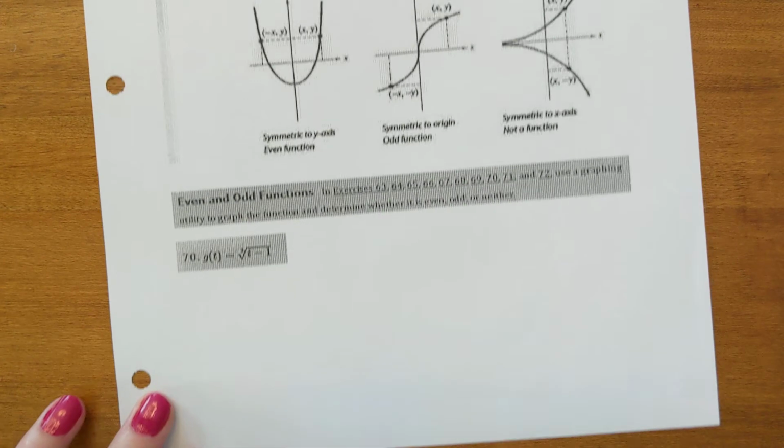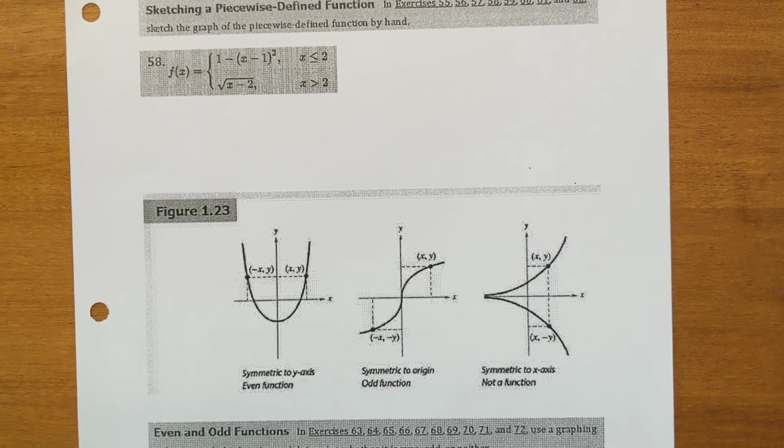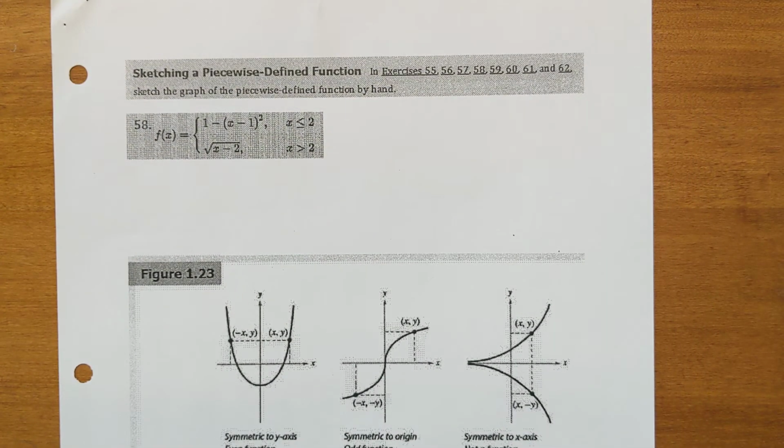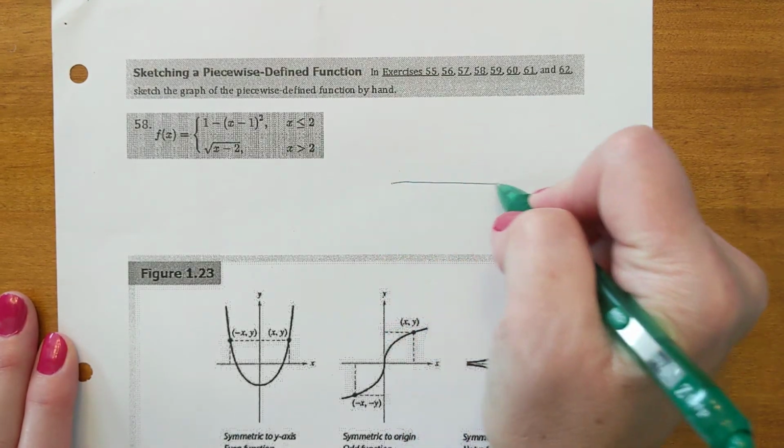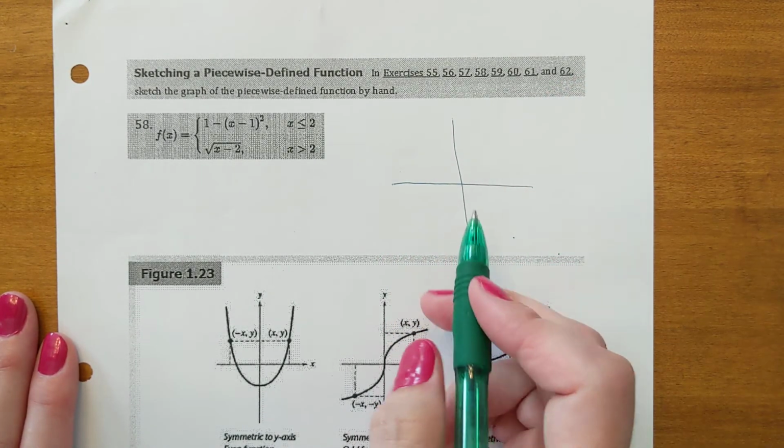So, last page. It says, sketch the graph of the piecewise defined function by hand. All right. Well, we could do it by hand. All right, graphing it by hand.